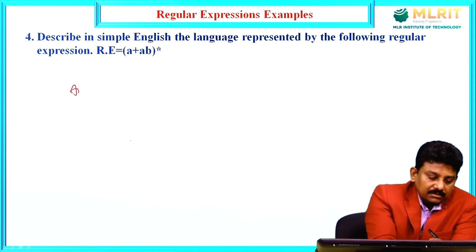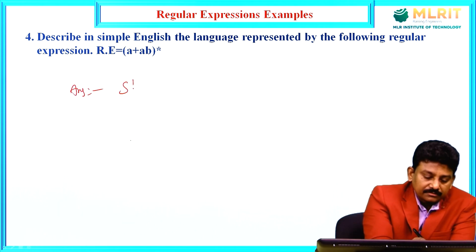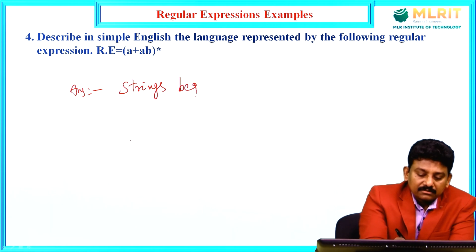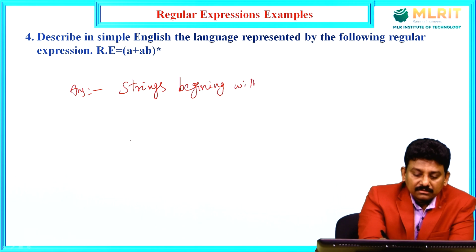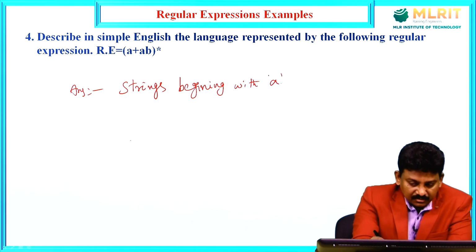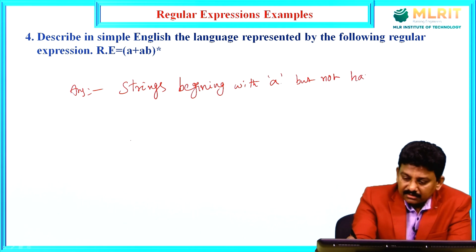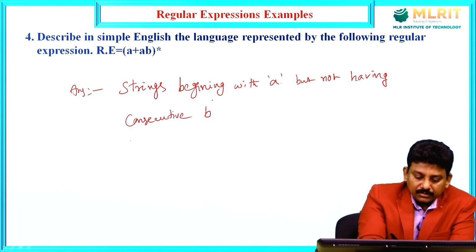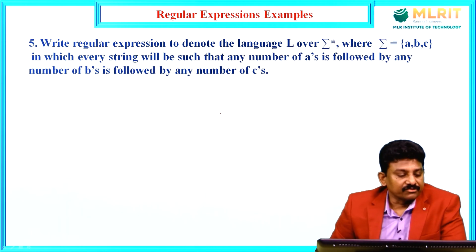So the answer is strings beginning with A but not having consecutive B's.